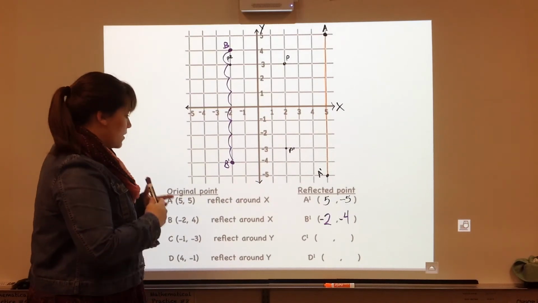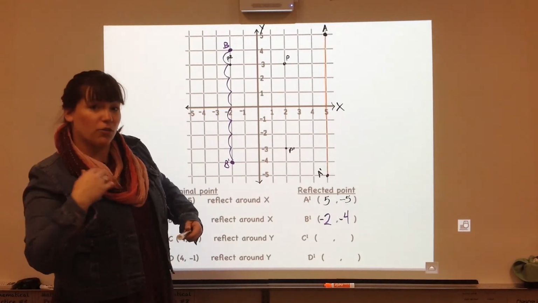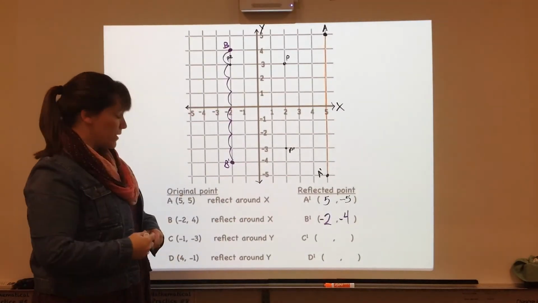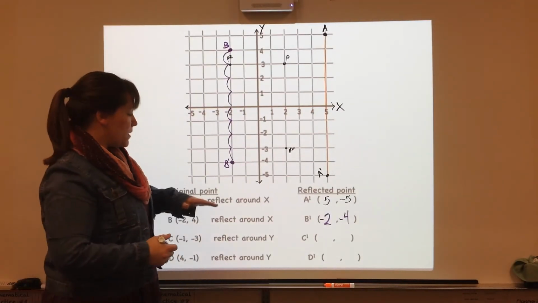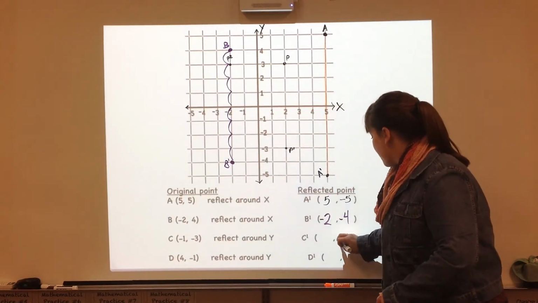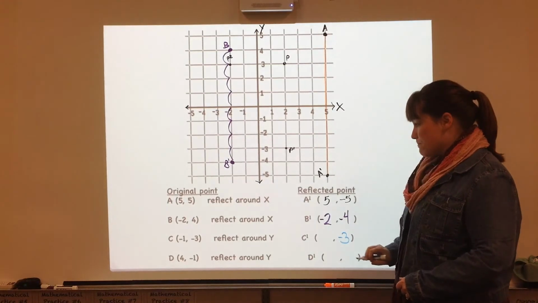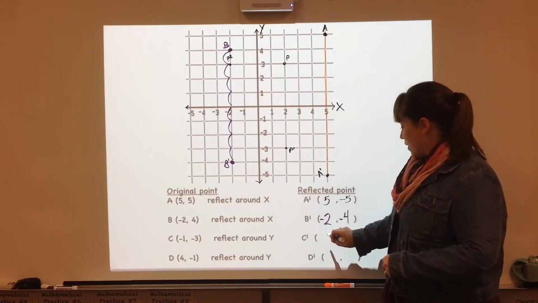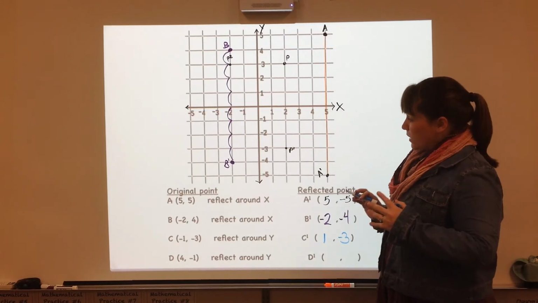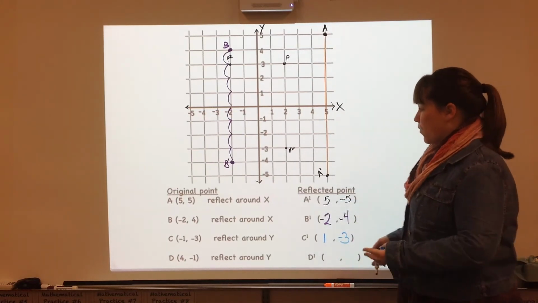Great. Now it's time to reflect around the y. Point C, we have -1, -3. Because we're reflecting around the y, the -3 stays the same, and the -1 changes to its opposite, which is +1. So let's graph these 2 points, C1 and C.